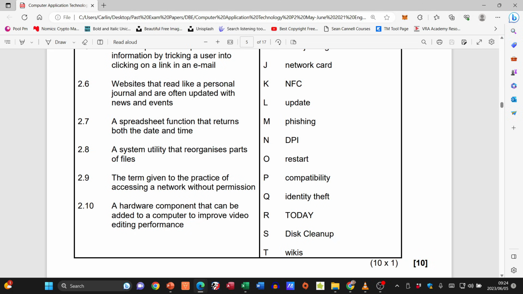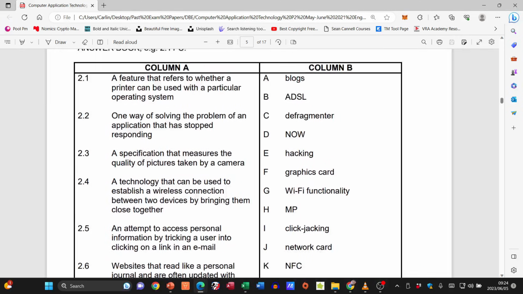Okay. 2.8. A system utility that reorganizes. Oh, reorganizes. Okay, that immediately tells me something I need to know. So a system utility, software that's built into Windows, things like disk cleanup, disk defragmentation, those types of things. This one reorganizes the parts of a file, so we already know. Just by that, it's going to be the disk defragmenter.